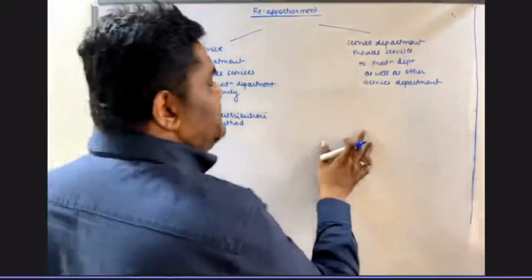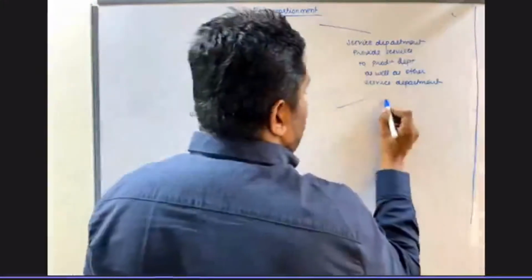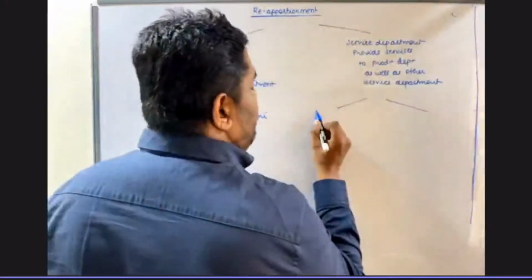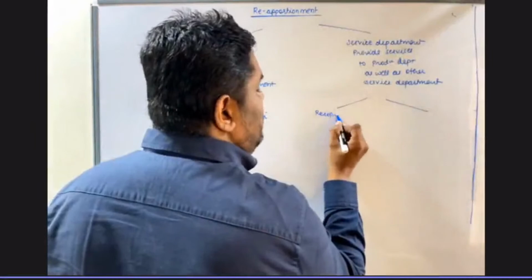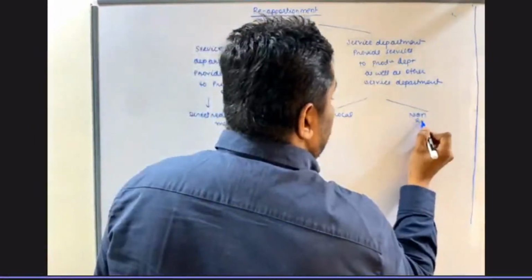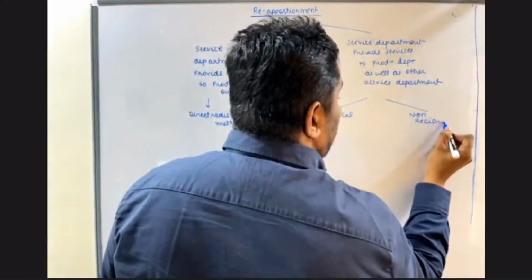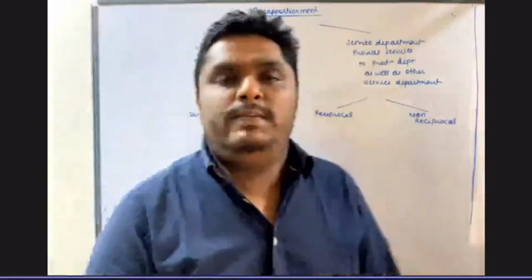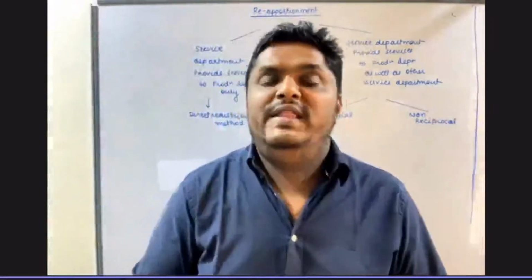Now in this case again two situations are possible, wherein the first one is reciprocal and second one is non-reciprocal. Now, what is reciprocal and non-reciprocal? Let me discuss this with the help of an example.